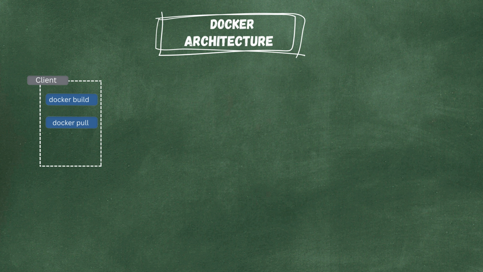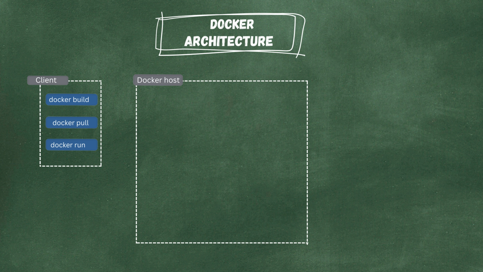Then we have docker run. To create and run a container from a Docker image, we use the docker run command. It can also be used to customize the container at runtime. Now we have covered the basics of the Docker client. Let's shift our focus to the Docker host.